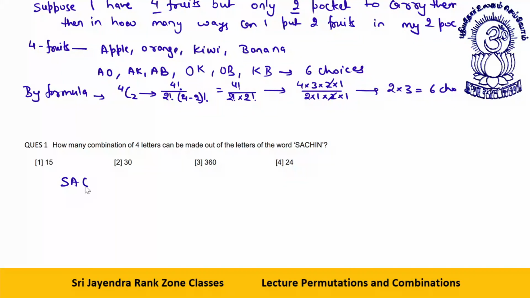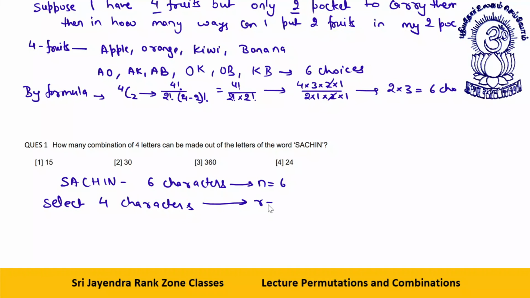See, Sachin has how many characters? Six characters. Select how many characters? Select four characters. So it means n is equal to 6 and r is equal to 4. Select 4 out of 6, that is 6C4, which will be 6 factorial divided by 4 factorial into 2 factorial.